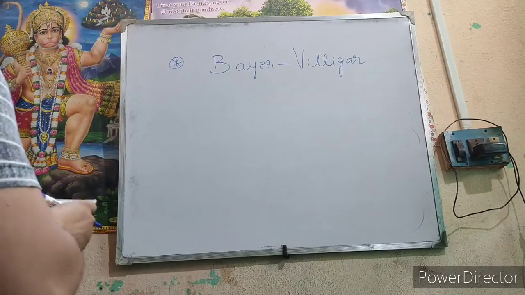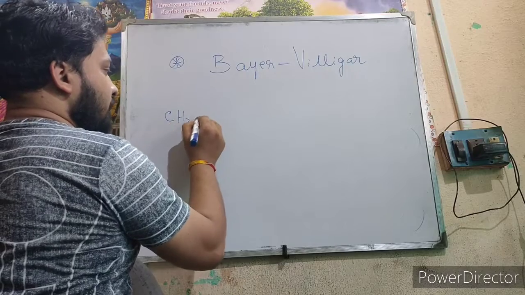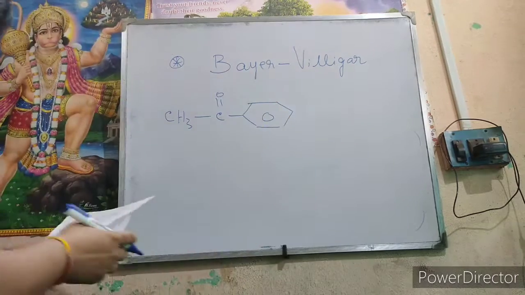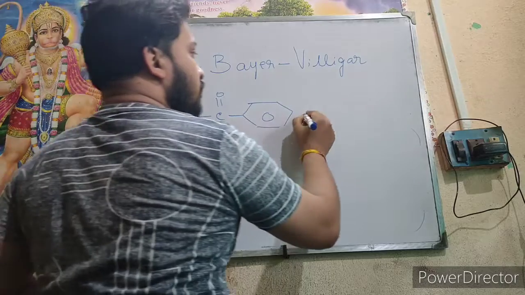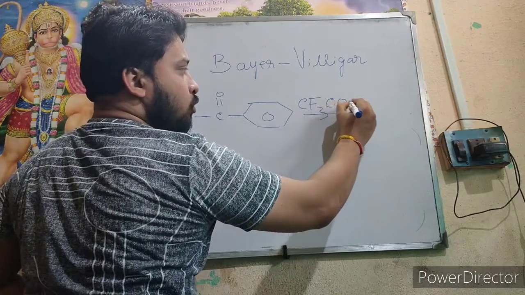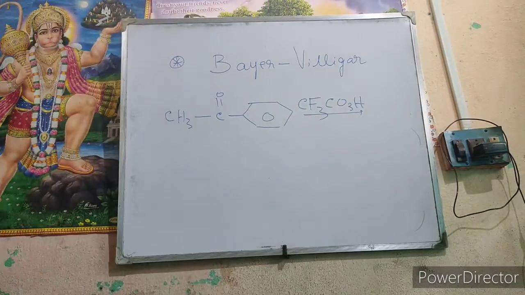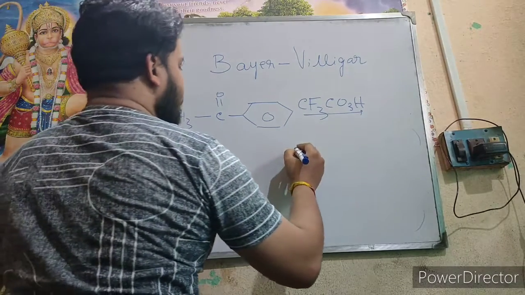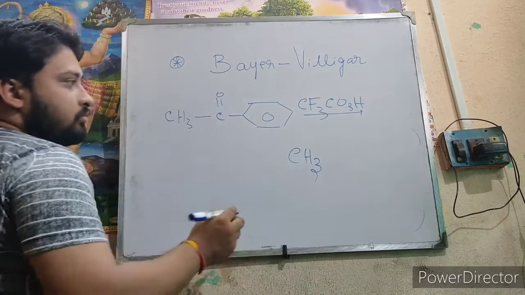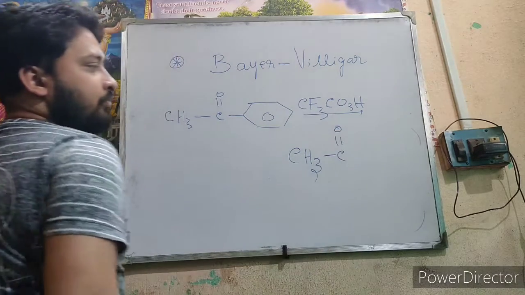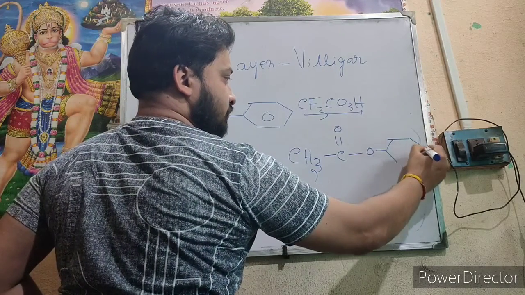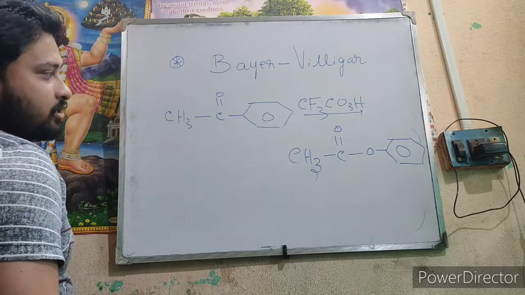Now, take more examples. If you are given CH3 C double bond O and then benzene, you may use CF3CO3H. What will be the product? The product is CH3 C double bond O, and you add another O, then join this benzene. This product is called the Baeyer-Villiger product.